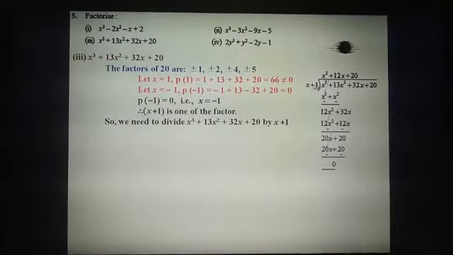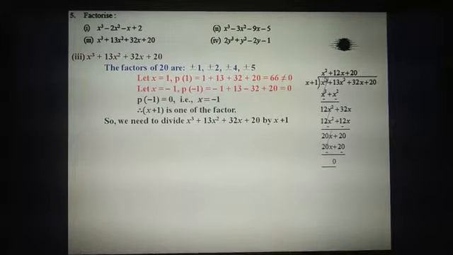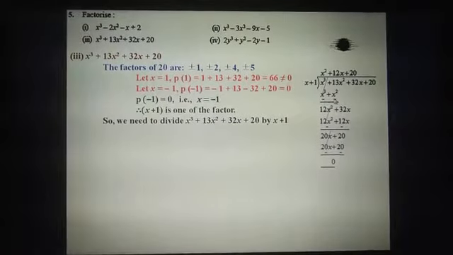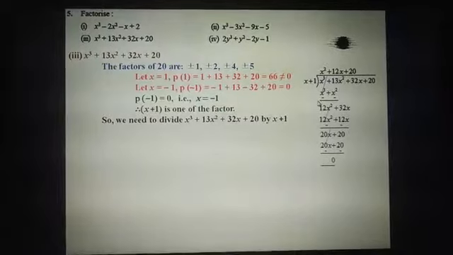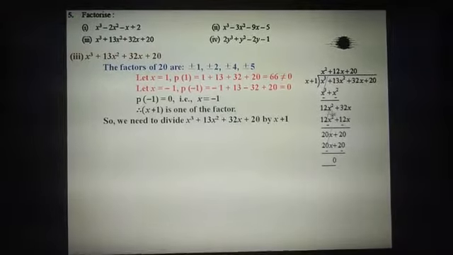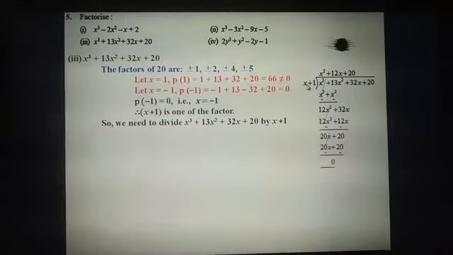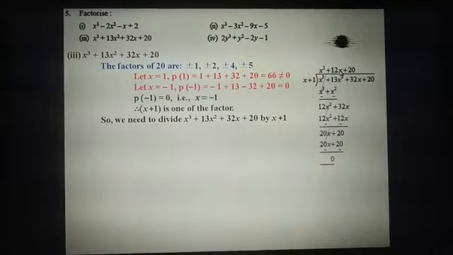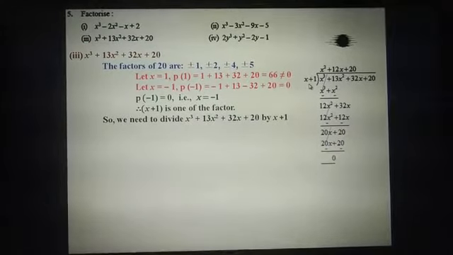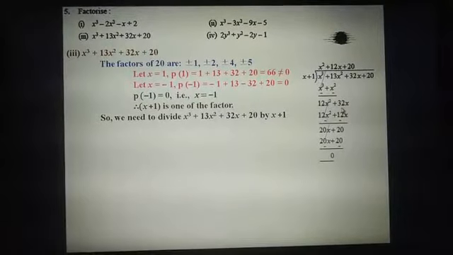So by using x squared, you should multiply the divisor. So x squared into x, x cube, x squared into 1, plus x squared. So change the sign. So x cube minus x cube gets cancelled. 13x squared minus x squared, 12x squared. So plus 32x. So 12x squared by x, 12x. So 12x into x, 12x squared. 12x into 1, plus 12x. So change the sign. This will get cancelled.